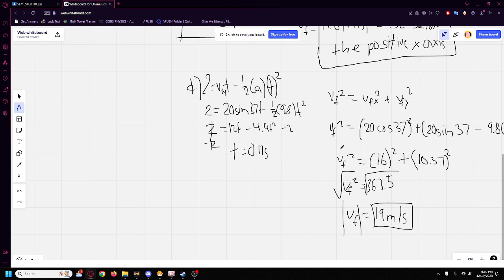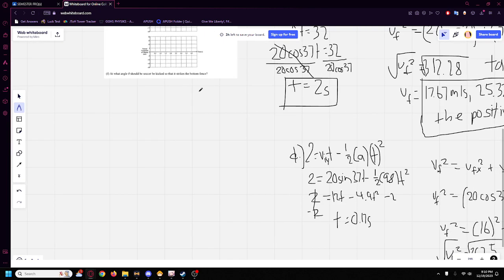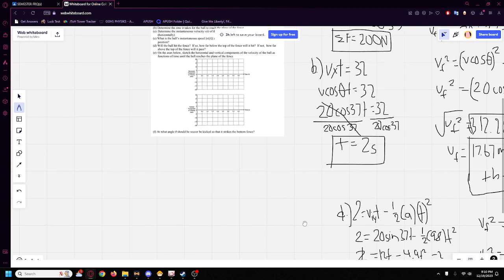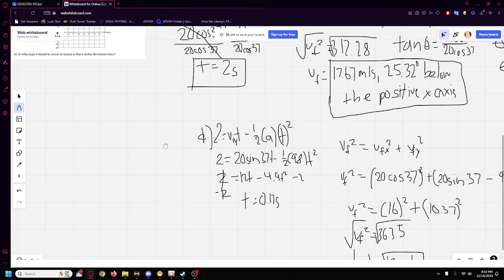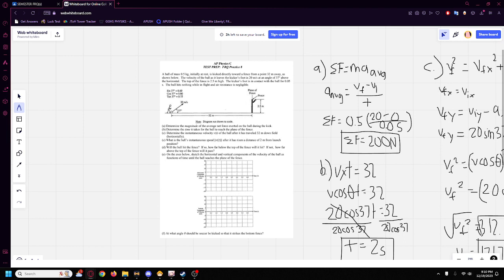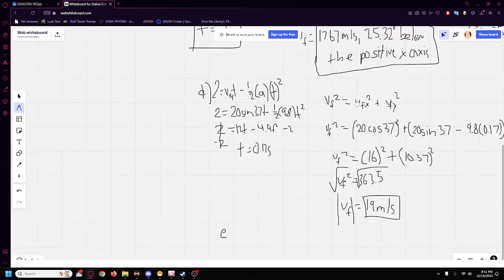So part E asks if the ball will hit the fence. To figure out if the ball hit the fence, we know that the height of the fence is 2.5 meters. So the height has to be greater than 2.5 meters.